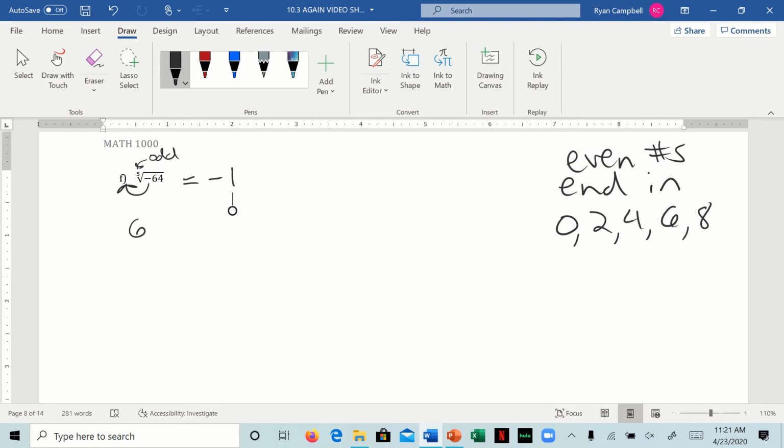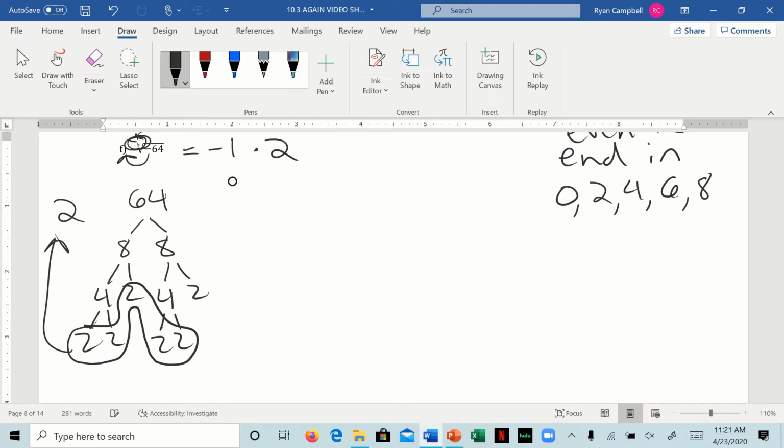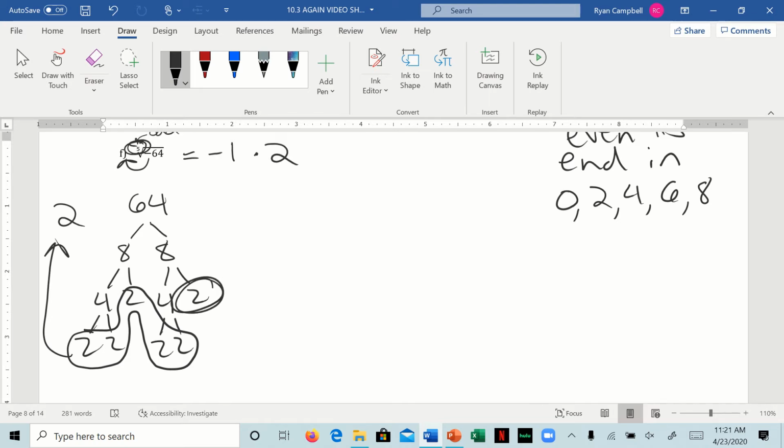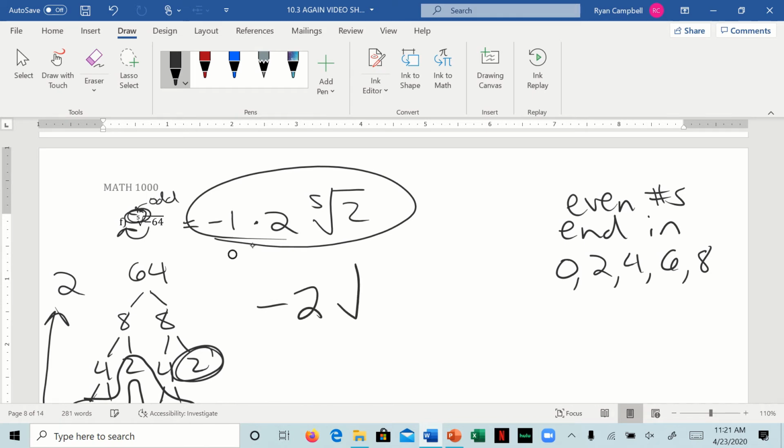So 64. That's 8 and 8. 8 can be broken up into 2 and 4. 2 and 4. 4 can be broken up into 2 and 2. So how many do we have to have in a group? This time we have to have 5. So 1, 2, 3, 4, 5. So 1, 2 can come out. And we're still left with a 2 inside. So if we put them all together, our answer is -2 times the fifth root of 2.